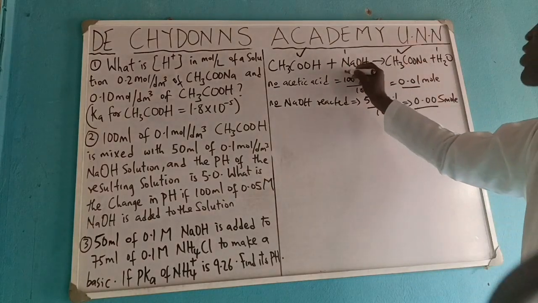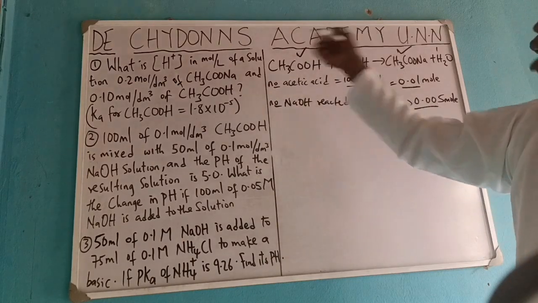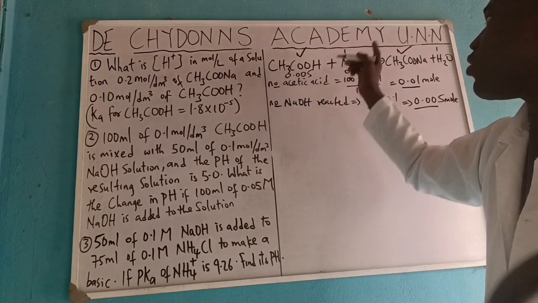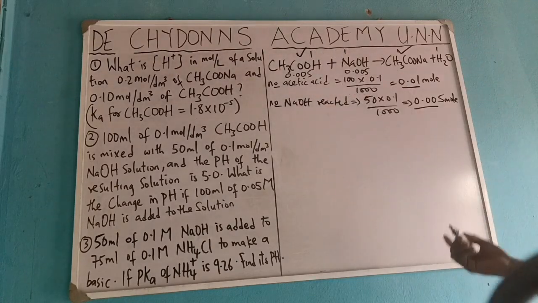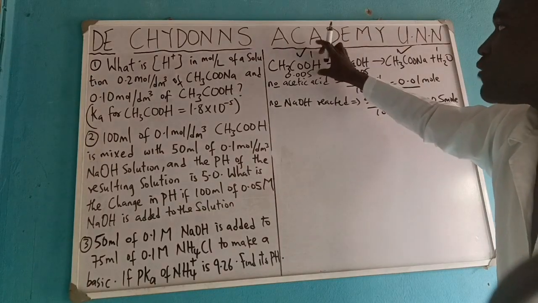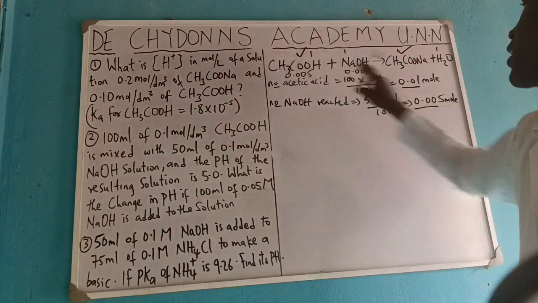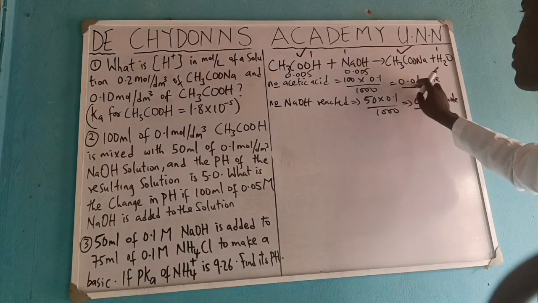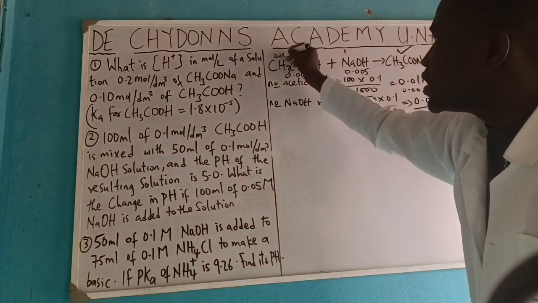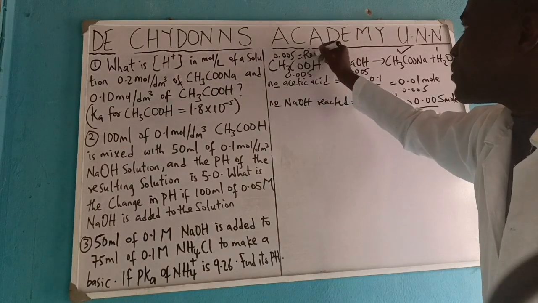Now the sodium hydroxide is 0.005, and because they go by 1:1, this one is smaller than this. It means that 0.005 of sodium hydroxide will react with 0.005 of ethanoic acid, 1:1 mole. Once it reacts, how much ethanoic acid will remain? The one that will remain is 0.01 minus 0.005. That will give you the remaining.